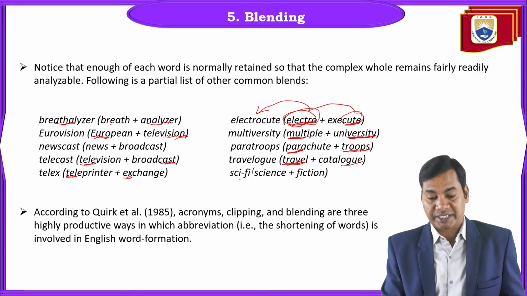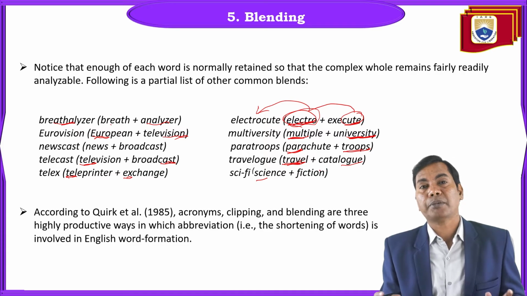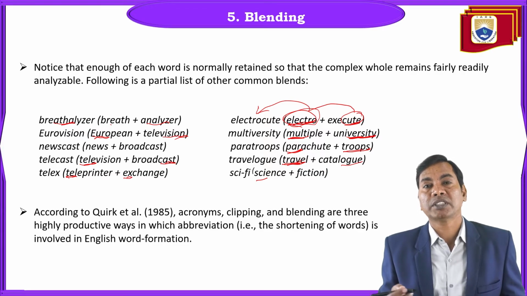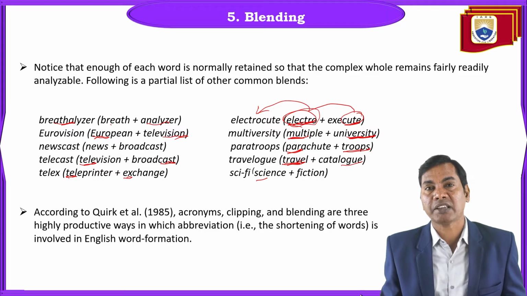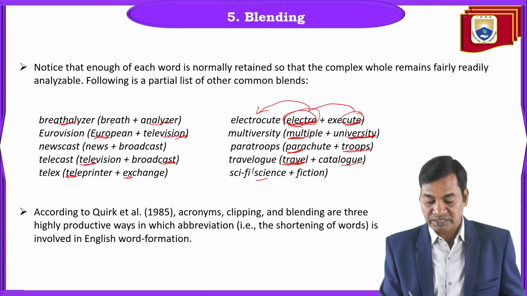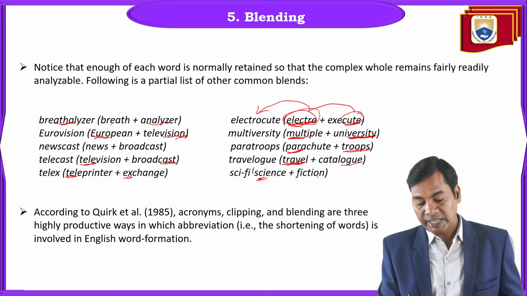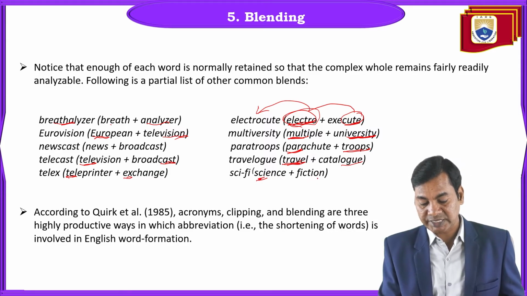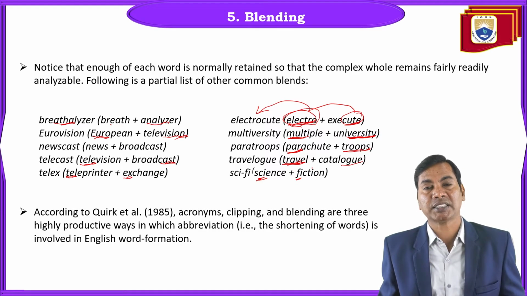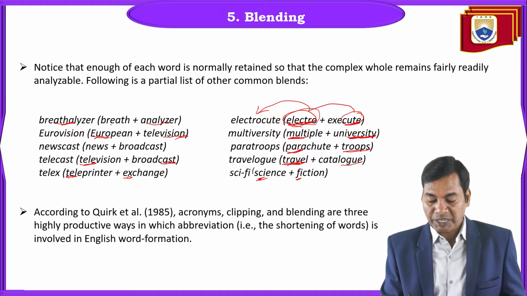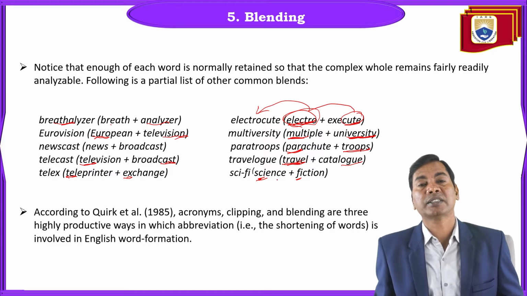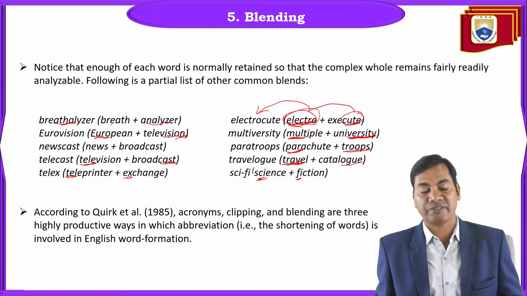You know sci-fi, so science and fiction. By combining these two in the process of blending, we've got sci-fi, meaning science fiction. In the first word science, I've taken the initial part sci, and in the second word fiction, I've taken the initial part again, fi. Scientific fiction or science fiction. So by combining these two under the process of blending, we've got sci-fi.